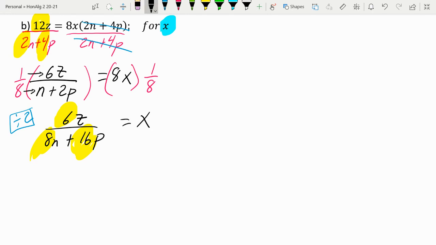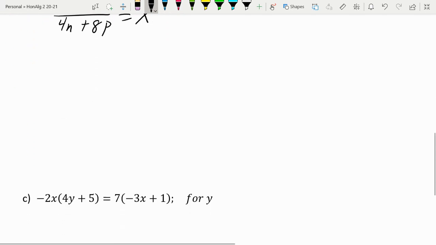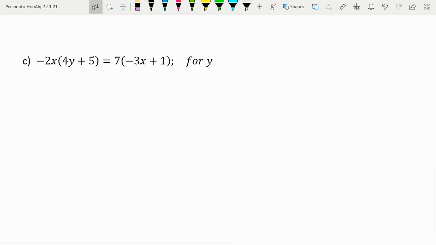Okay, so when we divide that by 2, we end up with 3z over 4n plus 8p is equal to x. All right, so you always have to be careful of, are you simplifying everything? Okay, all right, one more. All right, one more, last one.